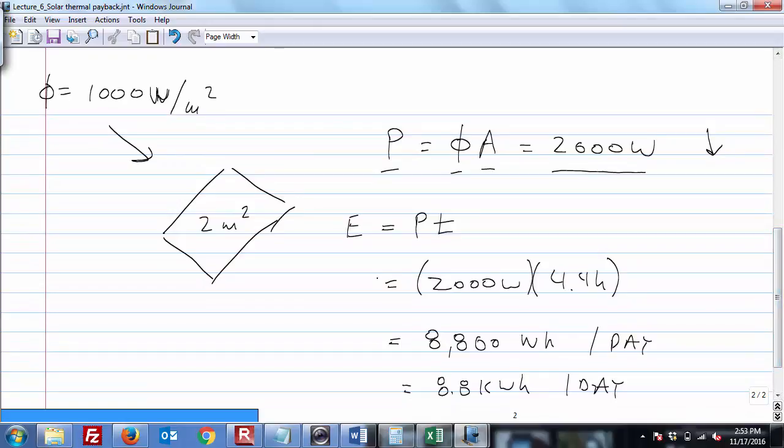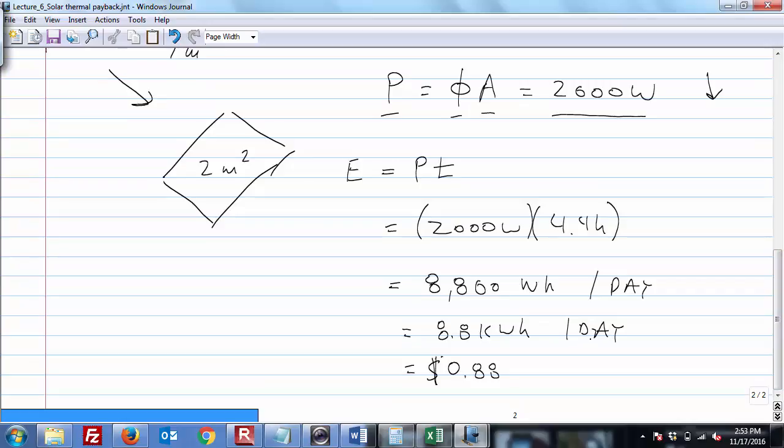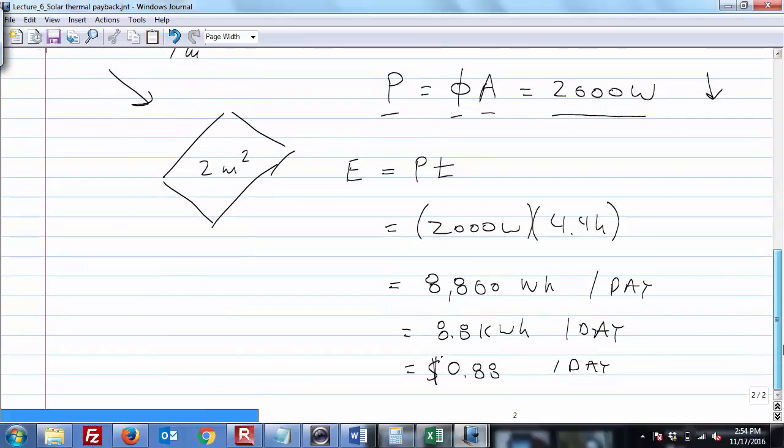Okay. So again, energy is power times time. So we've got 2,000 watts. The sun is going to shine for 4.4 hours per day. So we're looking at 8,800 watt hours per day, or 8.8 kilowatt hours per day. And that basically means you're making 88 cents of thermal energy per day. So the question is, how long is the payback?